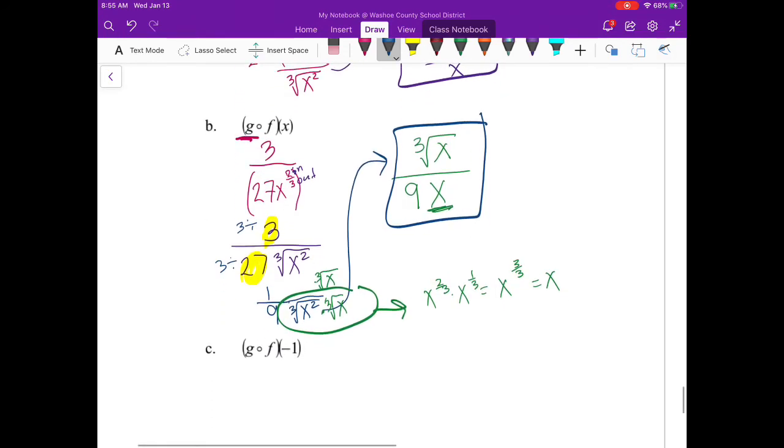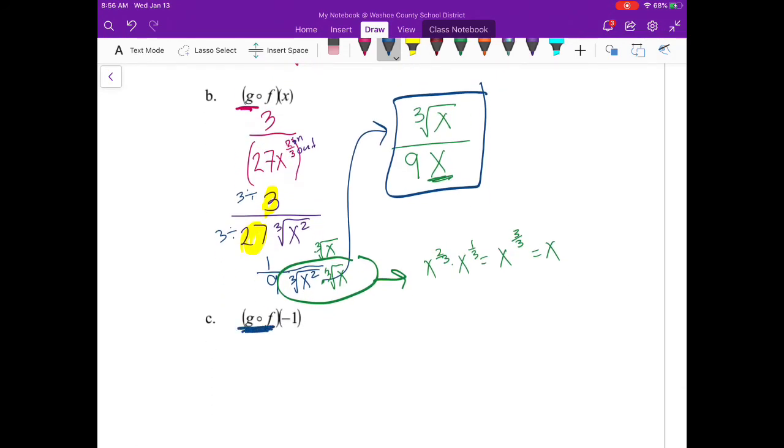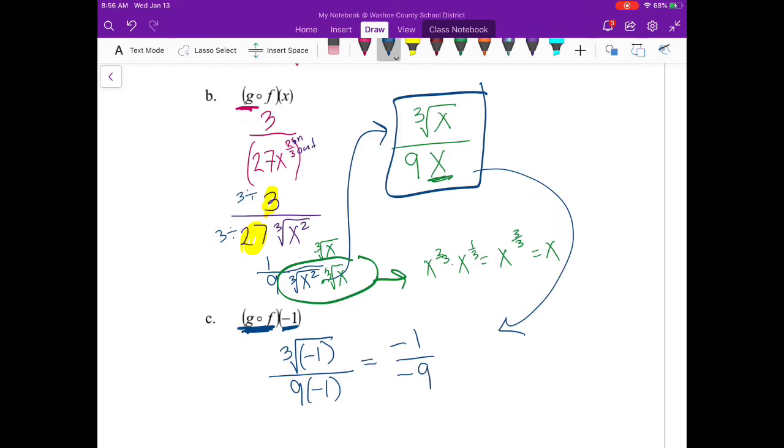And lastly is using that g of f again and substituting in -1 for x. So I'm using that answer that I got for the previous one, and I am replacing any x value with the -1. Okay. When you take the cube root of -1, we get -1, and 9 times -1 is -9. Negatives cancel out. My final answer is just positive 1/9.